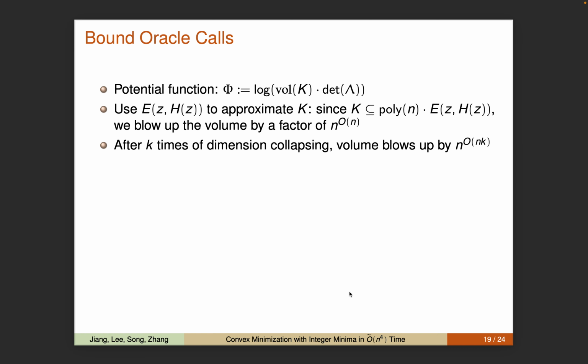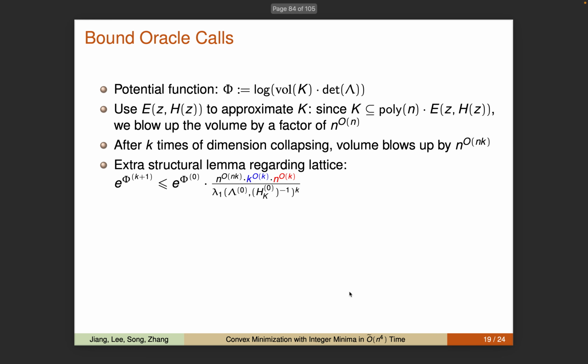So the key argument here is after k times of collapsing the dimension, because each time we use this outer ellipsoid to approximate, the volume blows up by a factor of n to the O of nk. And one can prove, using some extra structural conditions on the lattice and dual lattice, that the exponential of the potential at the k plus 1st iteration is smaller than or equal to the exponential of the initial potential times the extra factors.